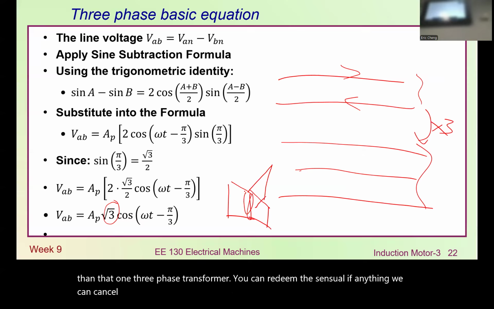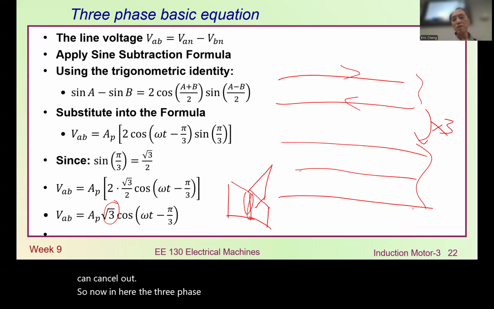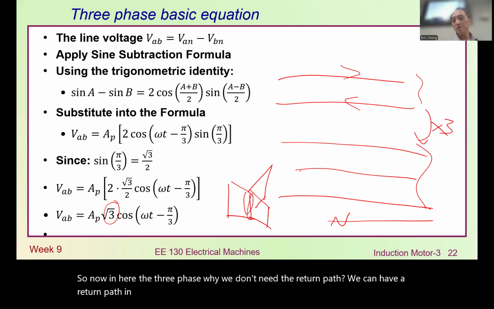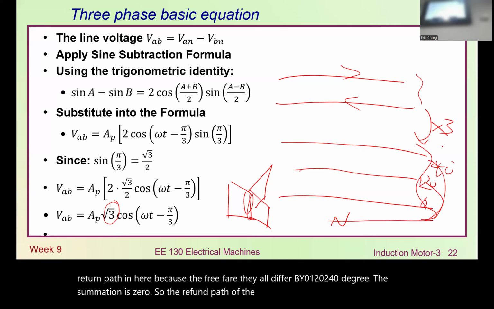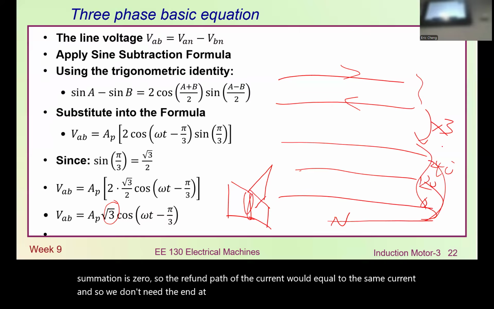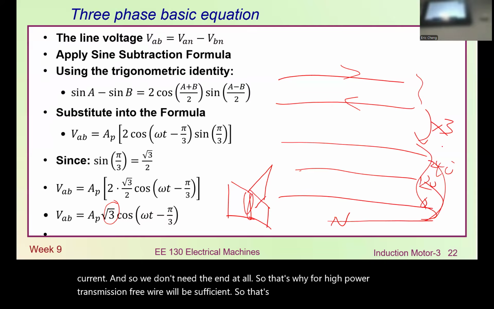So in here, for the 3-phase, why don't we need a return path? We don't need a return path here because the 3 phases all differ by 0, 120, 240 degrees. The summation equals 0, so the return current will equal 0 current, and we don't need it at all. That's why for high power transmission, 3 wires will be sufficient. So that's safe, energy saving, and material saving.